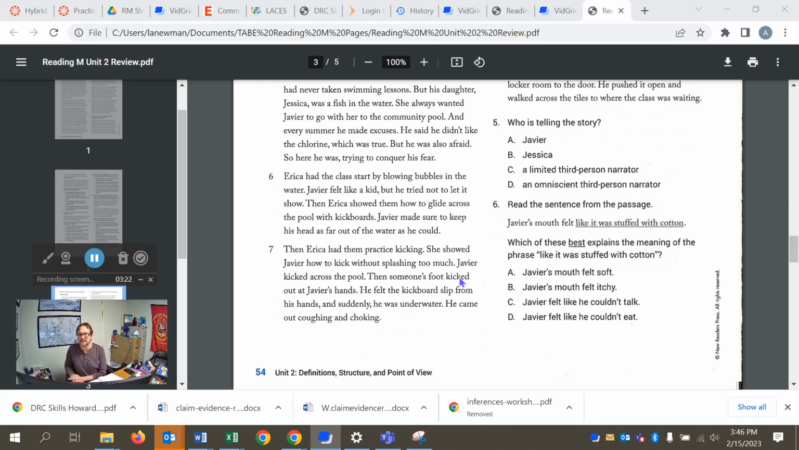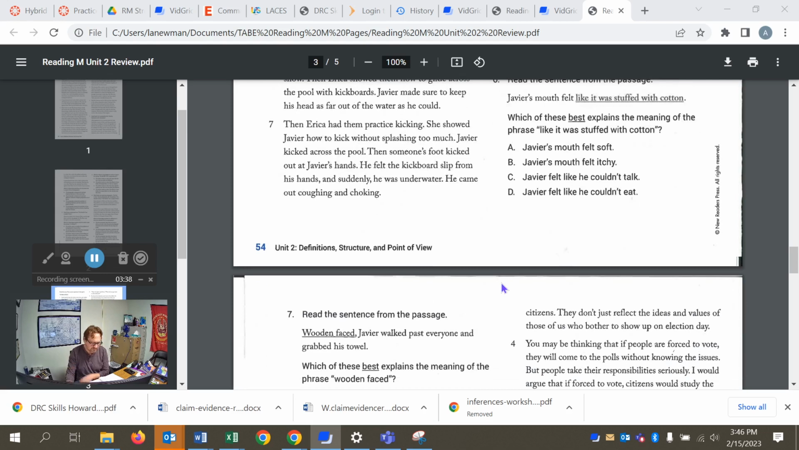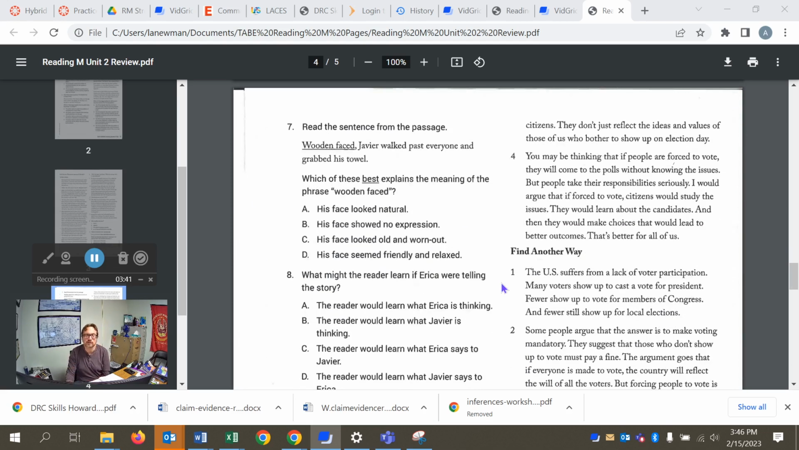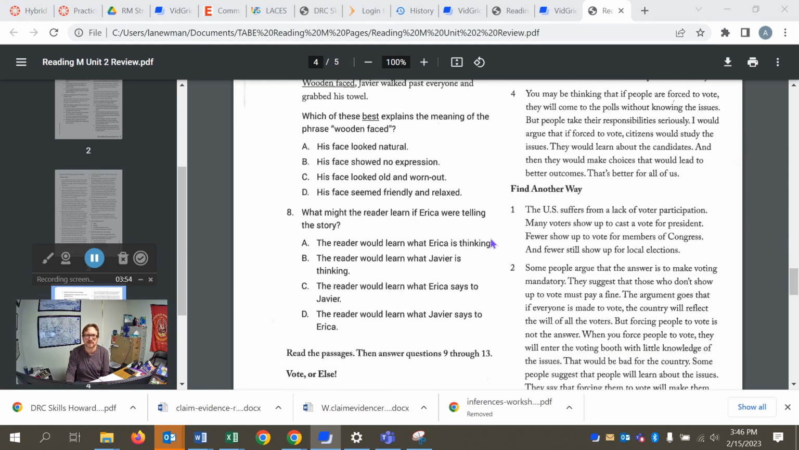Six, here we've got some figurative language. His mouth felt like it was stuffed with cotton, but we also have to think about what's going on in the story. And it's C, he felt like he couldn't talk because he was nervous to be taking swimming lessons at his age. All right, question 7, more figurative language here, wooden face. Obviously Javier's face is not made out of wood, but we got to figure out what the author means, and it's B, his face showed no expression. Works with the context of the story, him being nervous and not wanting to let on how he was feeling.